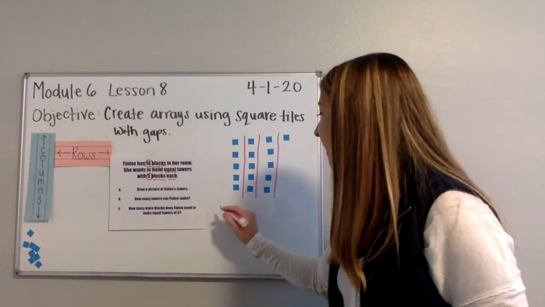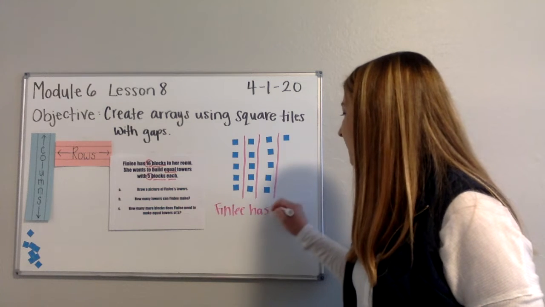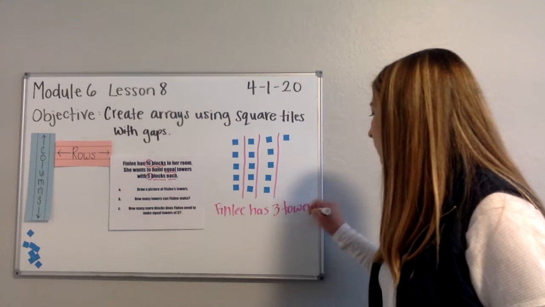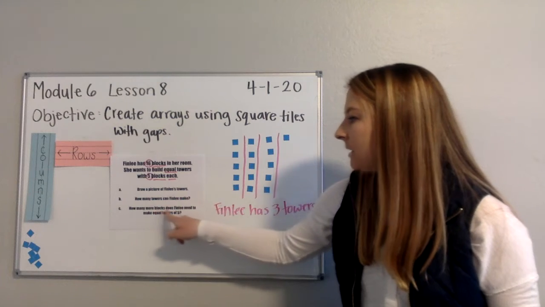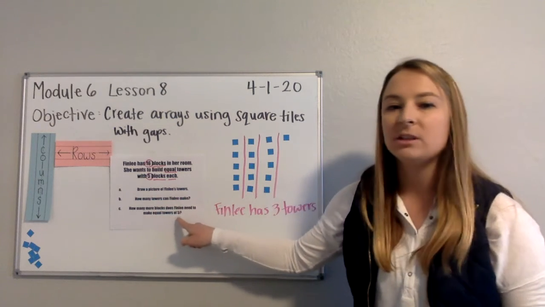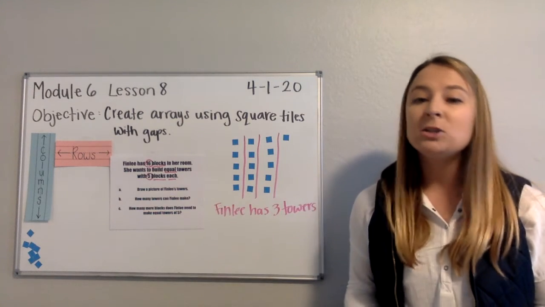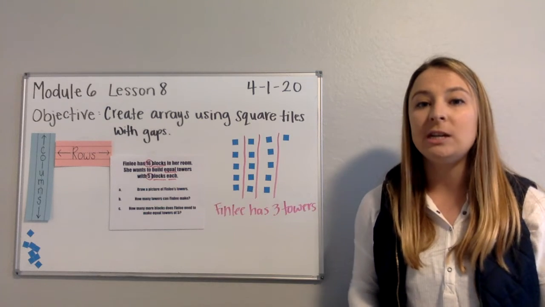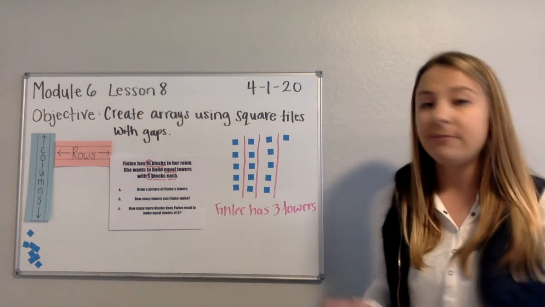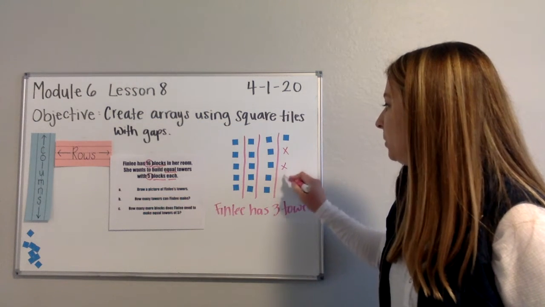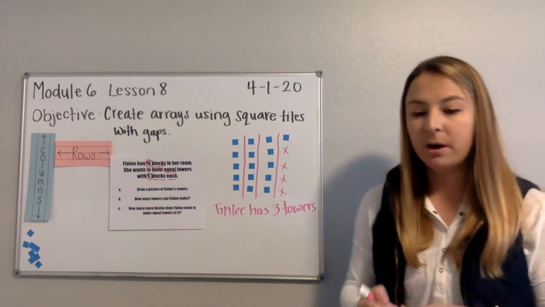So for part B, Finlee has 3 towers. Part C is asking, how many more blocks does Finlee need to make equal towers of 5? So Finlee was able to start on her 4th tower or her 4th column, but she didn't have enough to finish. So how many more does she need to finish up that tower? I'm going to go ahead and fill in with X's for the blocks that Finlee would need. 1, 2, 3, 4. She already had 1 for 5, and that would be her total tower of 5.